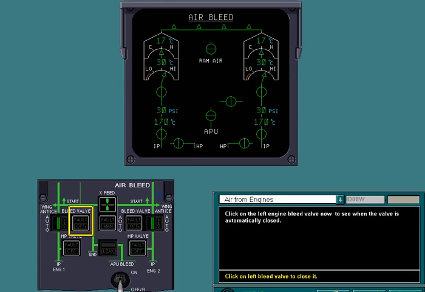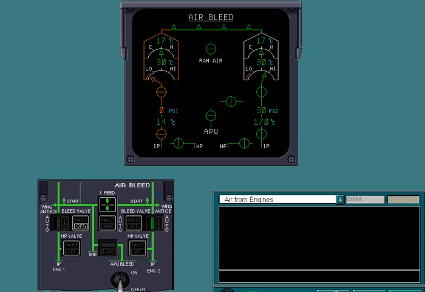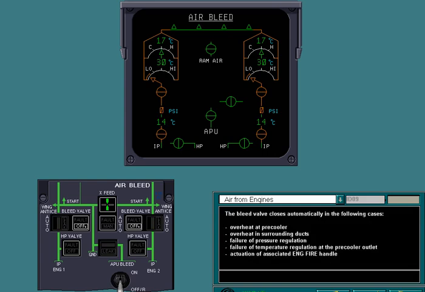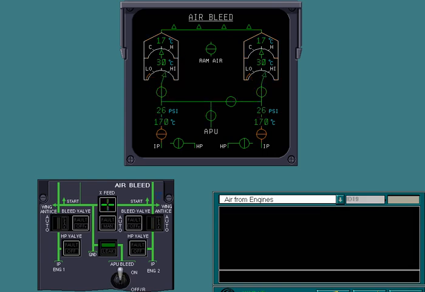The bleed valve is shown here. Select it now. Click on the right engine bleed valve now to see when the valve is automatically closed. The bleed valve closes automatically in the following cases: overheat at precooler, overheat in surrounding ducts, failure of pressure regulation, failure of temperature regulation at the precooler outlet, actuation of associated engine fire handle. Both bleed valves close automatically if the APU is supplying bleed air.